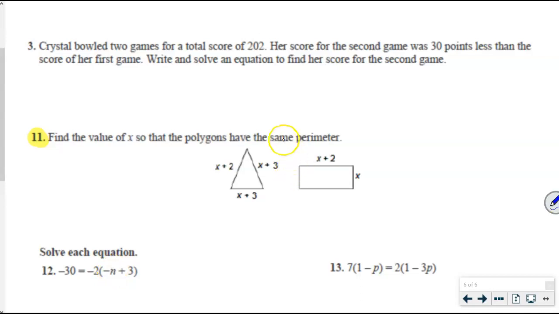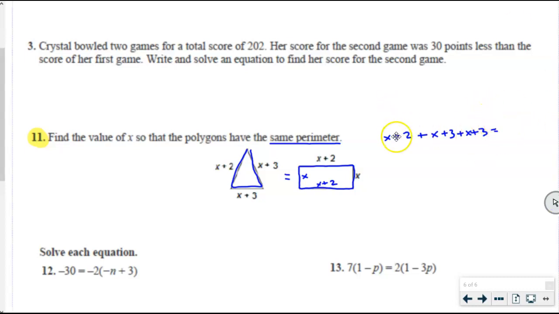If they have the same perimeter, what does that mean? It's the same, it's equal. And it also means, well, what is perimeter? Perimeter is the fence that we build around it. X plus 2, x plus 3, x plus 3, all of that added together. And it's the border. It's all the fence going around the outside. So this is going to be x plus 2 plus x plus another x plus 2 plus another x. In other words, x plus 2 plus x plus 3 plus x plus 3. That's the triangle. Equal to, I'm lazy.